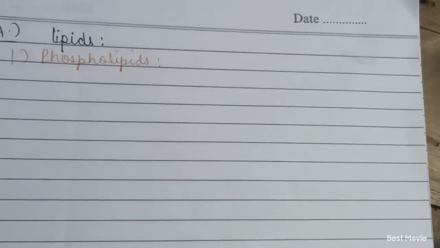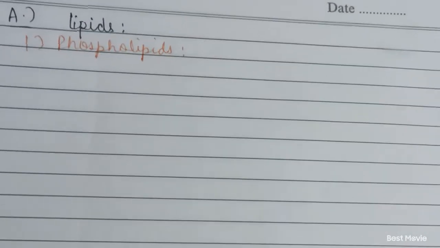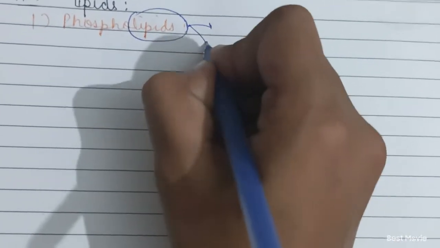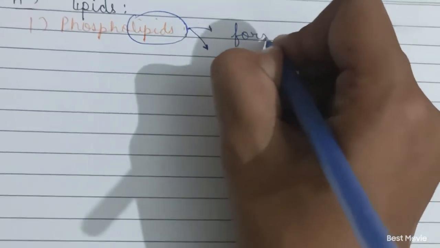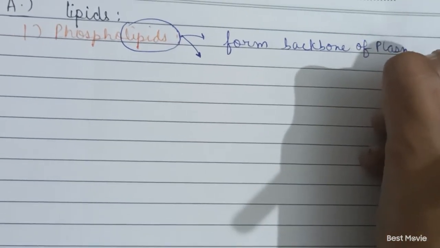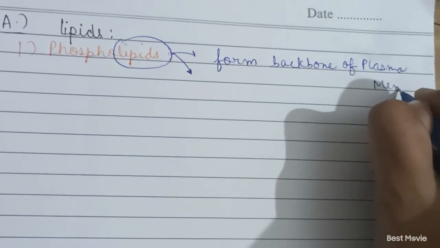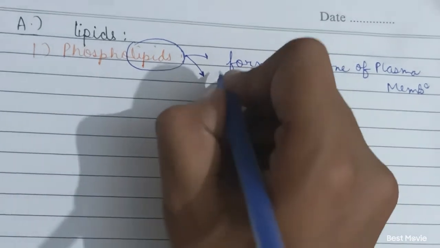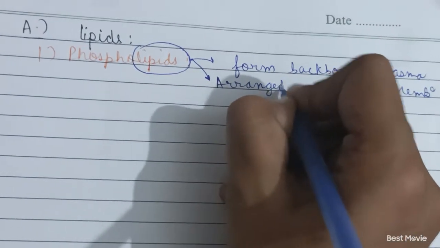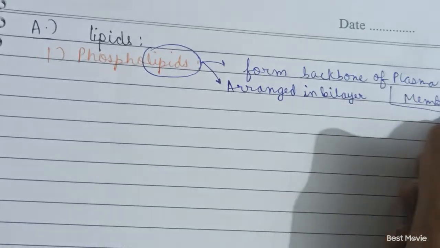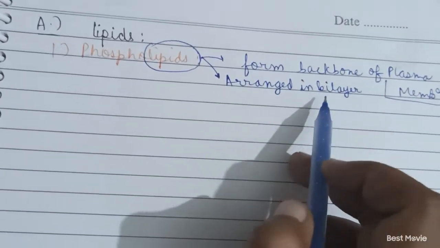Lipids in the plasma membrane are basically three types, varying on the basis of composition. First of all we have phospholipids. The phospholipids perform two major functions. First, they form the backbone of the plasma membrane. Secondly, they are arranged in a bilayer. These are the two major functions of phospholipids. Means one is a function, the second is a characteristic.